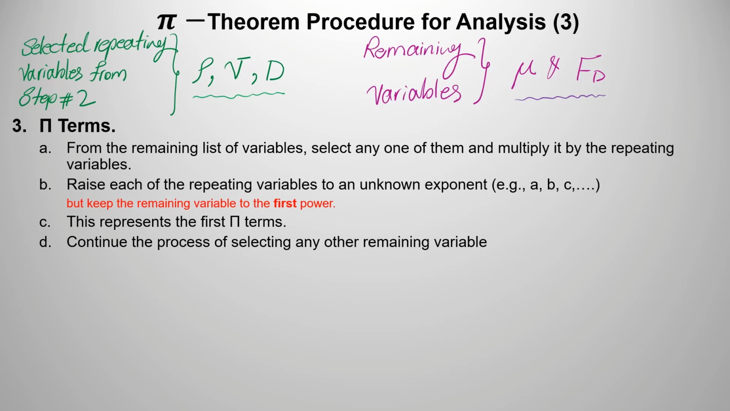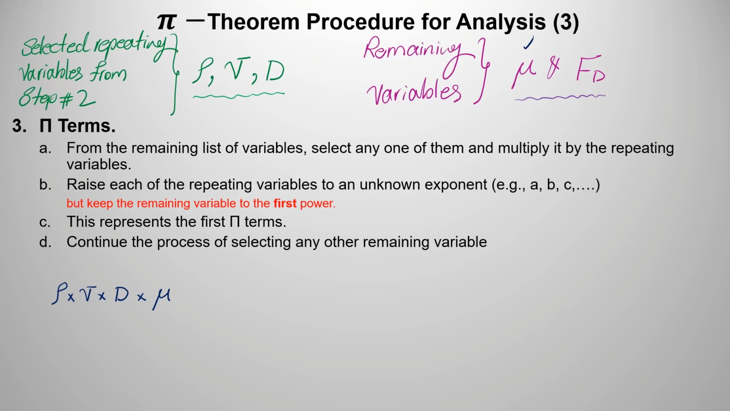From the remaining list of variables that are written in purple, select any of them and multiply it by the repeating variables. I'm going to select for now dynamic viscosity and multiply it by all of the repeating variables. In other words, I'm going to say density times velocity times D times the remaining variable, which is mu.